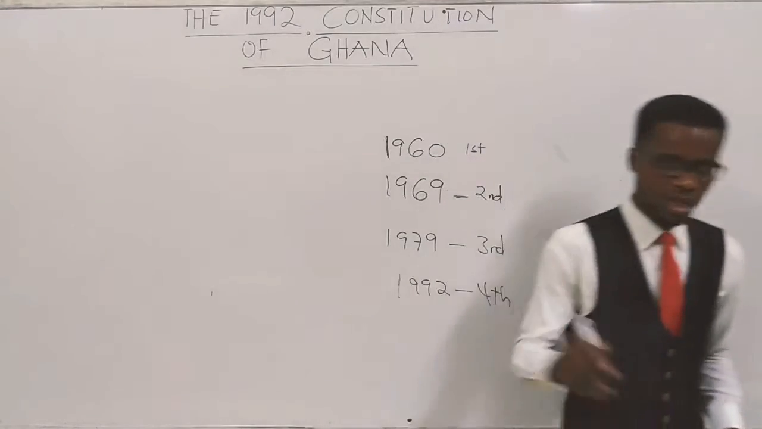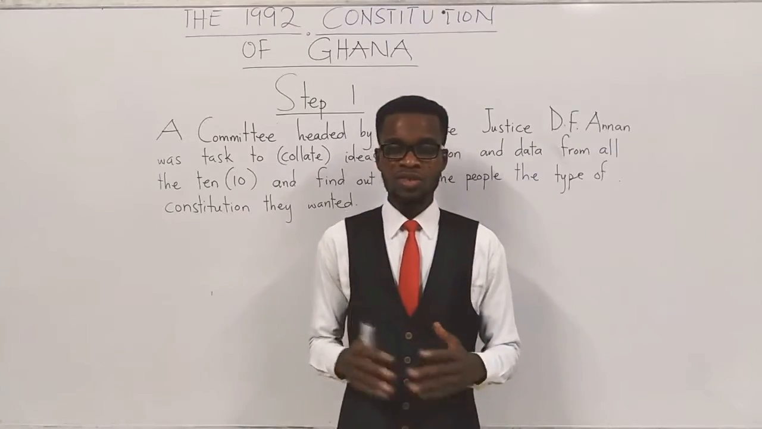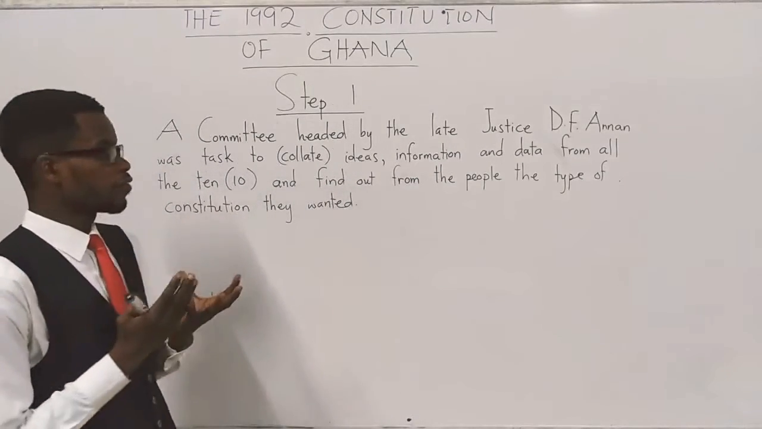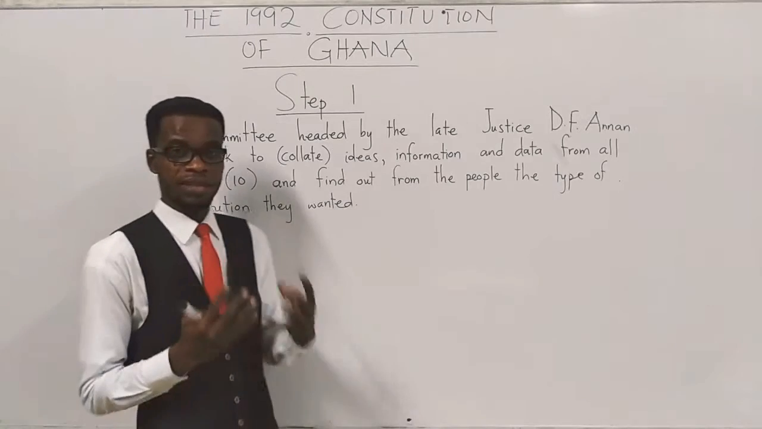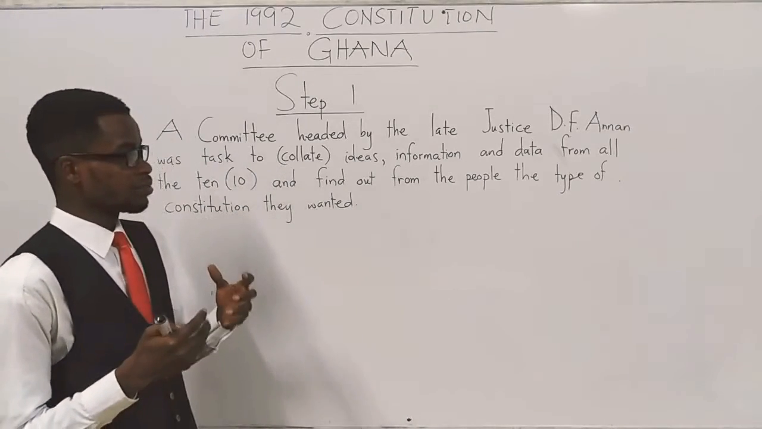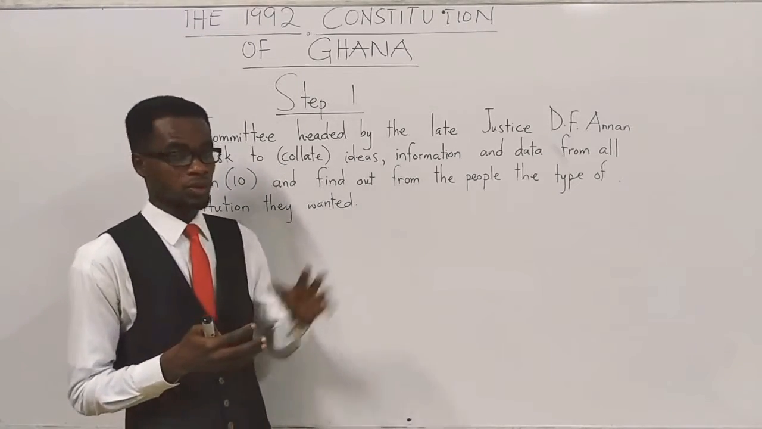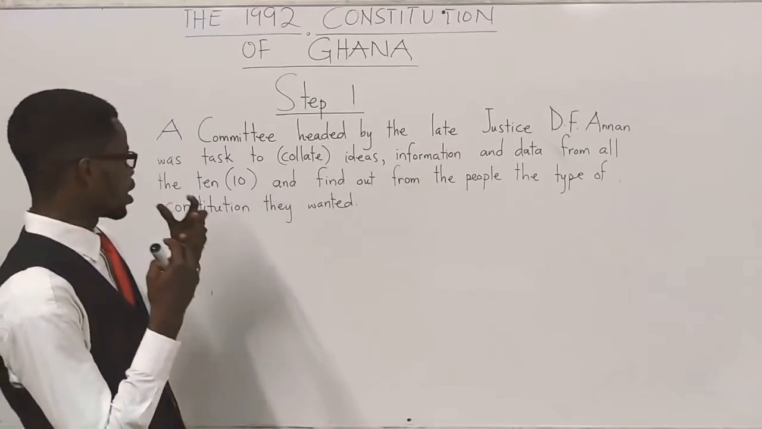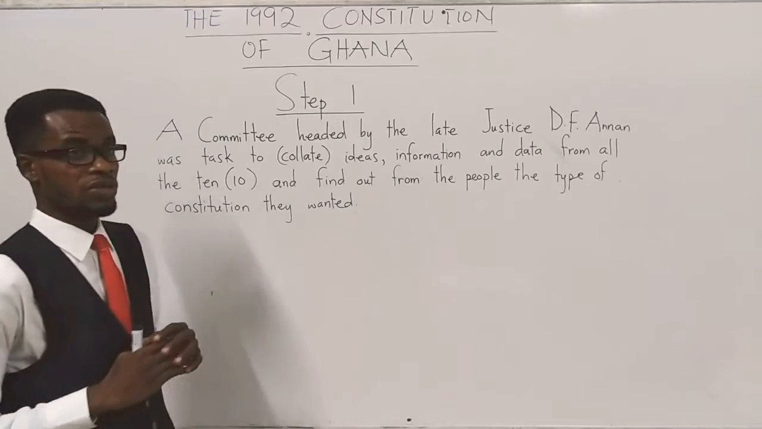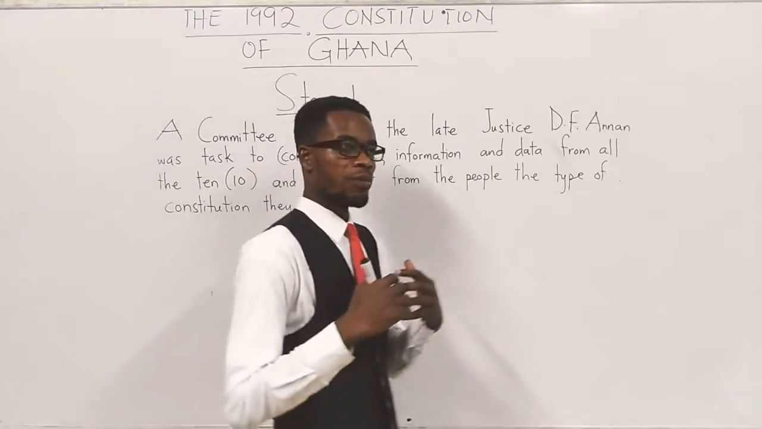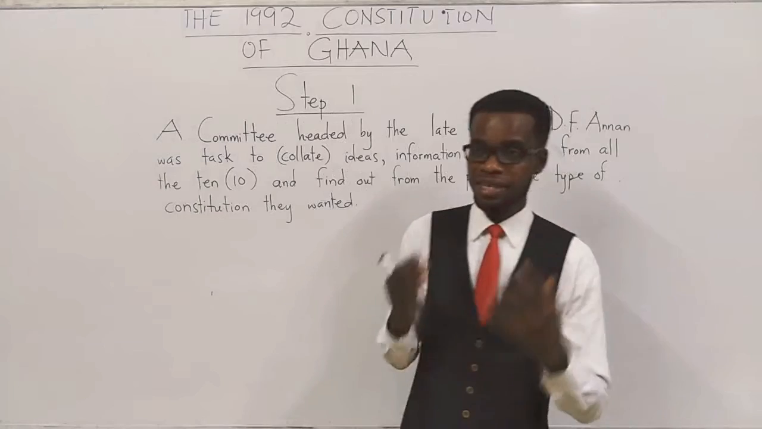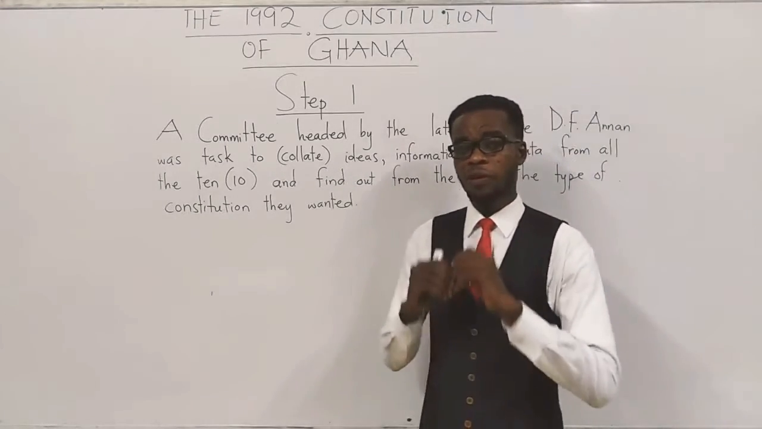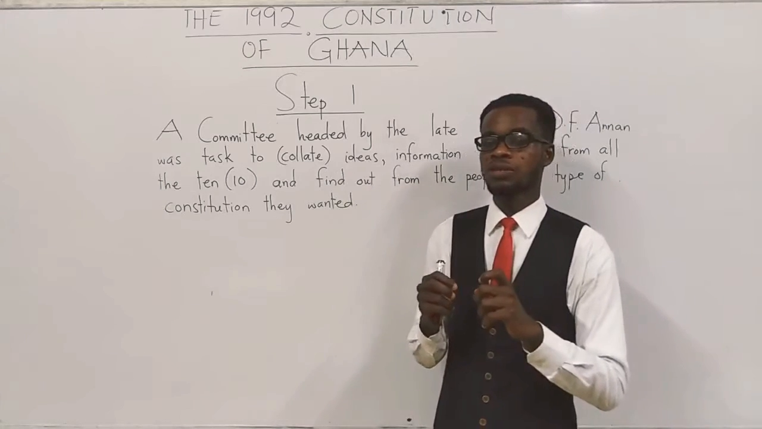All right, let's get into that. So step 1. Here, a committee was actually formed, and that committee was headed by the late Justice D.F. Annan, so Dan Francis Annan. Dan Francis Annan led that committee, and it was tasked to go and collect ideas and information from all Ghanaians, and find out the type of constitution they wanted.